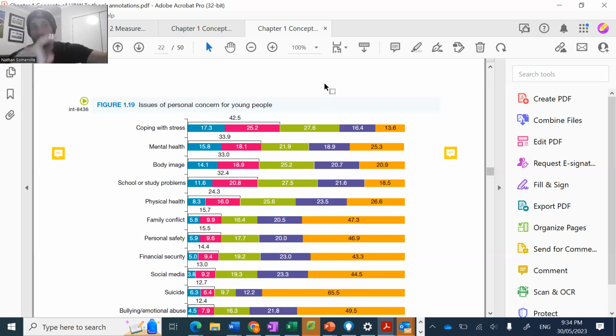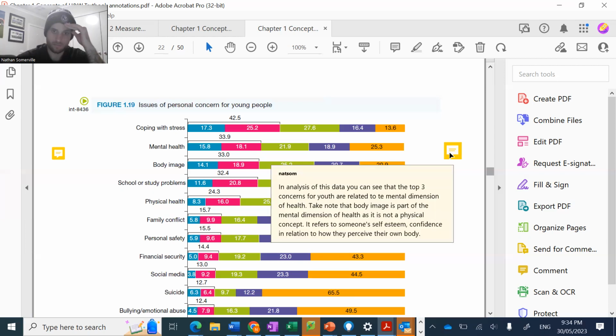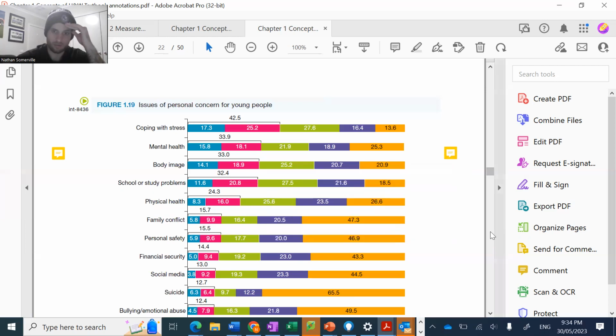If you want to talk about youth perspectives for mental health, make sure you refer to body image if it's applicable. Don't put body image in physical health because it is not physical health. Body image is mental health, someone's perception of their own body. It's just something that's important to note so you don't get that mixed up on an exam. That's what I've mentioned there, so that's in the notes if you want to take that down.